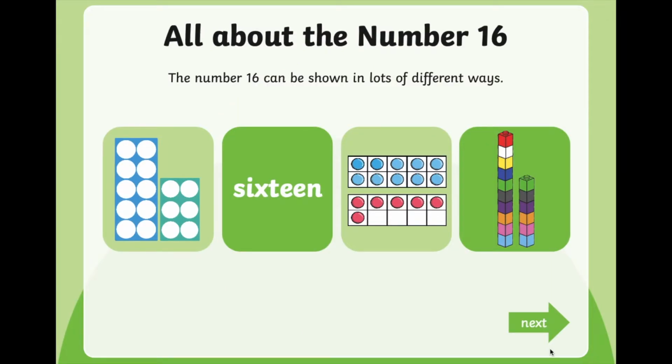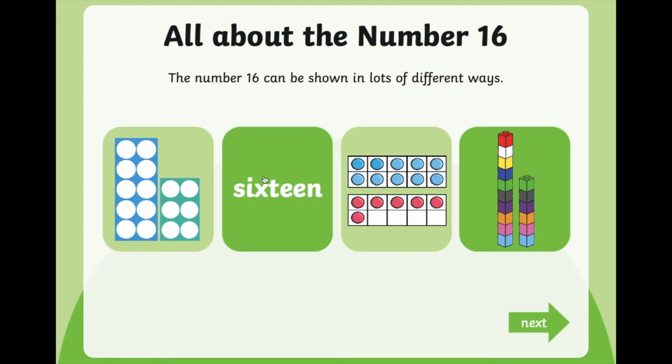So as we know, the number 16 can be made in many different ways. Do you know any of these ways? Do you recognise any of these ways? Yeah, I'm sure that you do. Over here we've got some numicon. We've got the number 10 plus 6, because that's how we make the number 16, 10 plus 6.